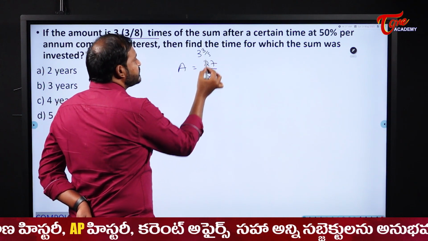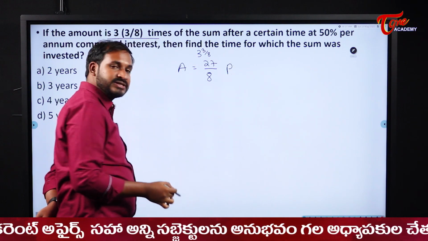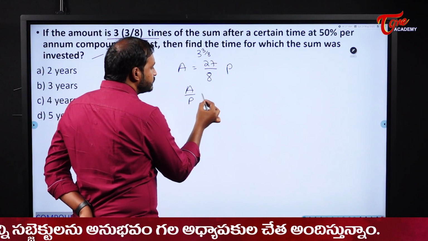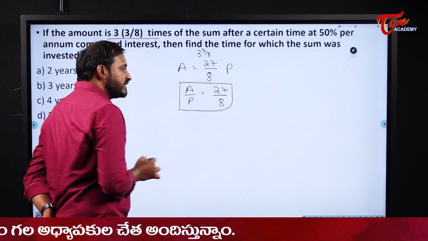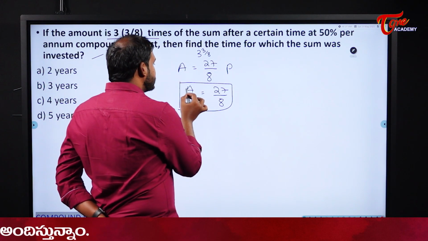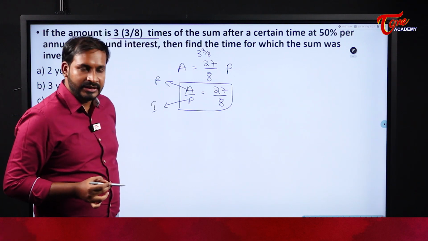3 by 8 means what? 27 by 8. 27 by 8 times of principal. Sum means what here? Principal. That means amount by principal is what? 27 by 8. That means the ratio between amount and principal should be what? 27 and 8. That means this is final and this is initial. Am I correct? Till now we solved.